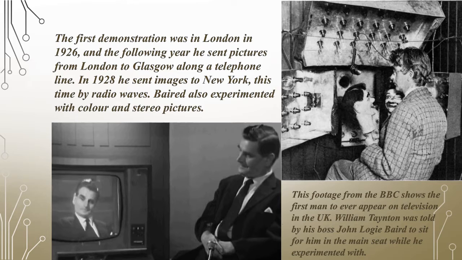This footage from the BBC shows the first man to ever appear on television in the UK. William Taynton was told by his boss John Logie to sit for him in the main seat while he experimented with.